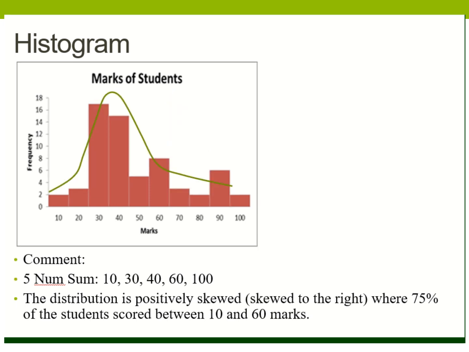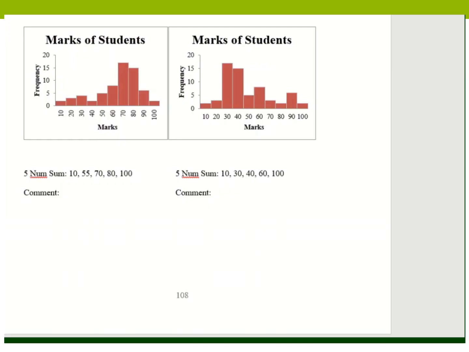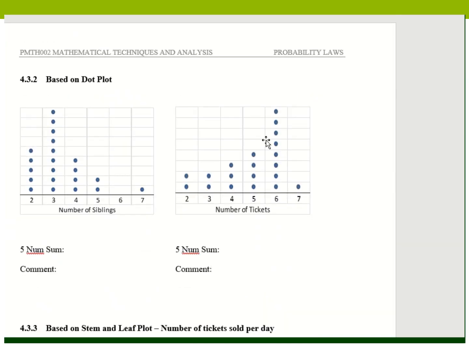Same goes to this. This will be positively skewed or skewed to the right. 75% of the data is from minimum, 10 to Q3, 60. Standard comment, please make sure you use the same comment. Okay, the next one would be a dot plot. So they have given you the dot plot. You need to find your 5-number summary from the dot plot. A lot of students, by the time they reach here, they always forget how to find 5-number summary. Please go back, refer how to find.